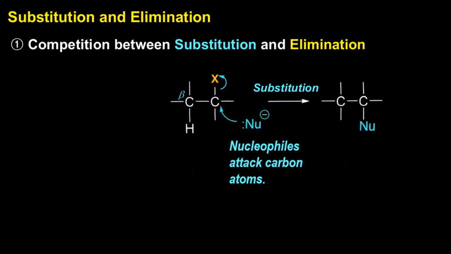When a lone pair-bearing species approaches an alkyl halide, it's got a couple of options. One possibility is substitution. In this case, that lone pair is used to directly attack the carbon that's bonded to the leaving group. It pushes the leaving group out and forms a new bond to that carbon. So the key idea here is, in substitution, the lone pair is used to attack the carbon atom directly.